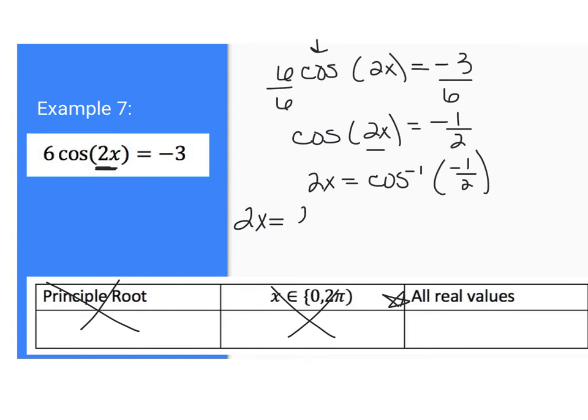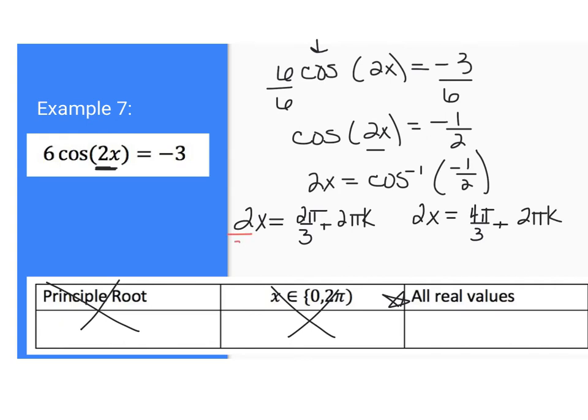and that's going to happen at 2 pi over 3. And the second place our x value is negative 1/2 is in quadrant 3. But one last thing we have to do.